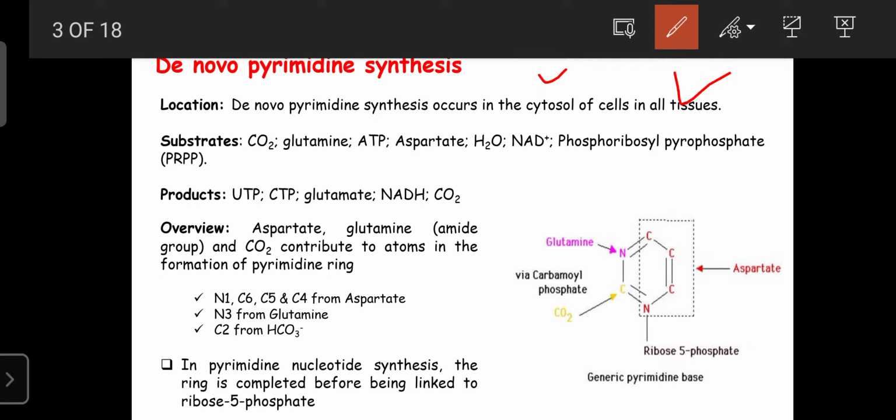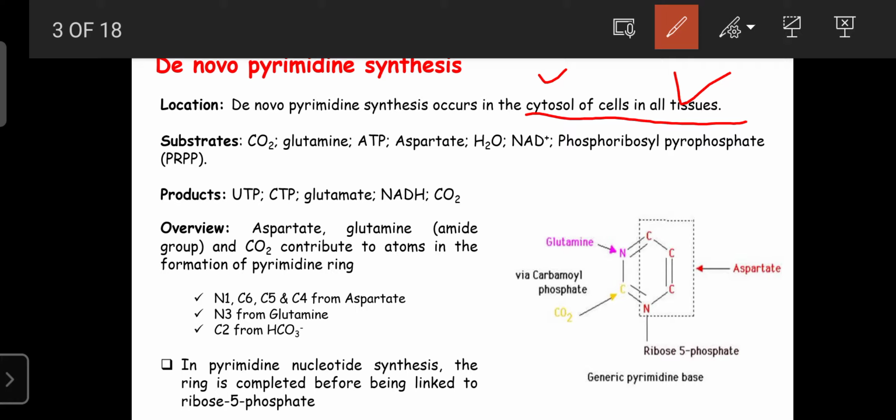Okay, but the purine nucleotides, the de novo synthesis mainly occurs in the liver, but a small trace amount will occur in all tissues; frequently or majorly, it occurs in the liver. But the de novo pathway for pyrimidine biosynthesis mainly occurs in the cytosol of the cells of all types of tissue, meaning throughout the body. So everywhere the pyrimidine bases are synthesized, the de novo pathway can occur.